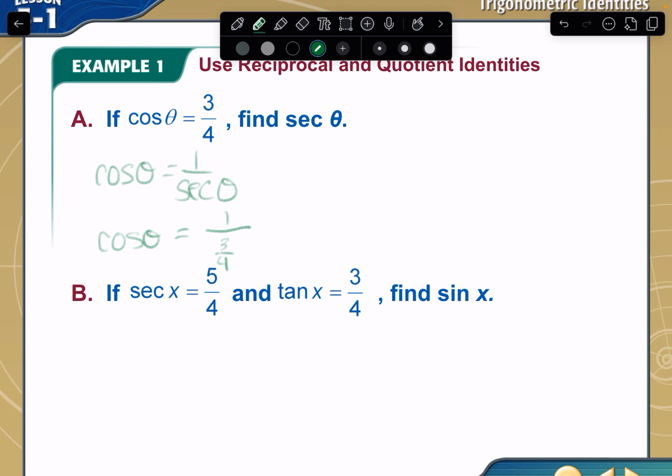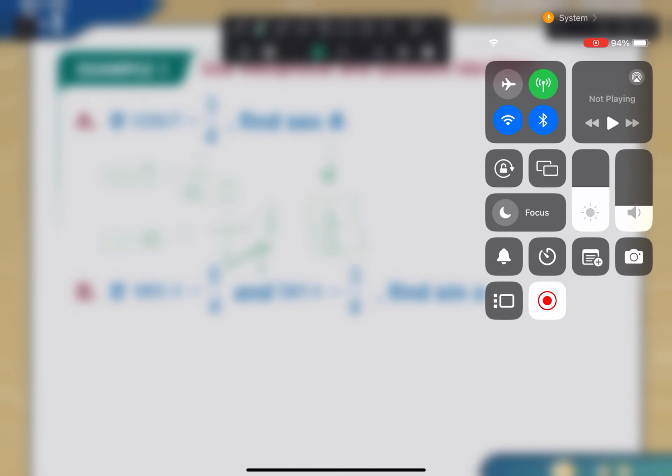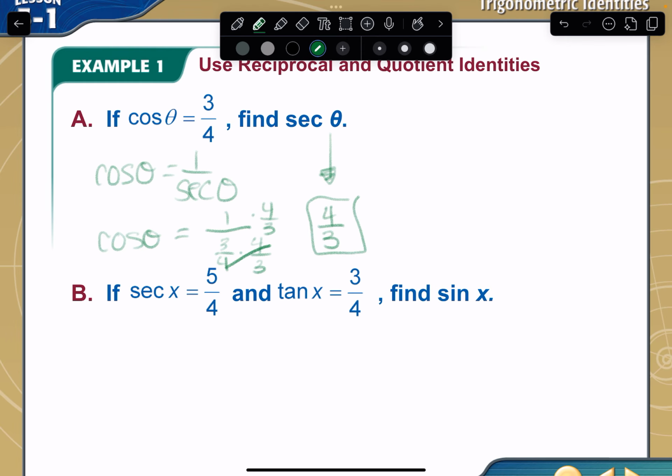If I have a fraction divided by a fraction, ultimately I am multiplying by the reciprocal, which is just going to end up leaving me with 4/3. That is kind of where that comes from. So that is secant. On that one, it's also really just the reciprocal of it. It's not anything more complicated than that. Sometimes these are going to ask you to use the identities, so you actually have to identify which identity you would potentially be using.